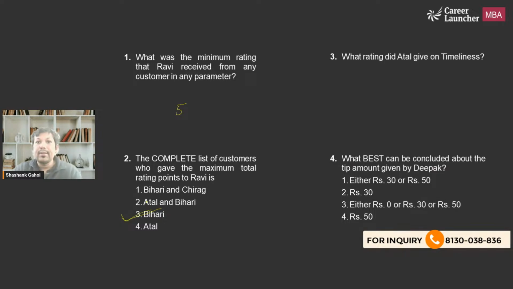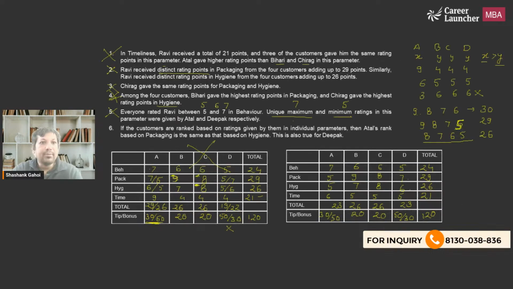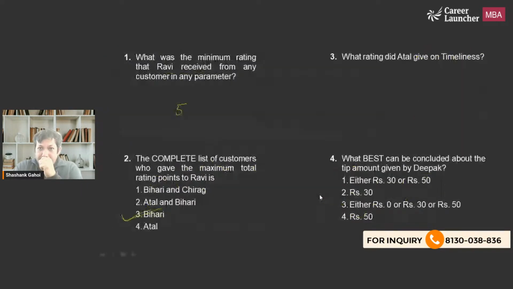Okay. What rating did Atal give on timeliness? So Atal gave a rating of 6 on timeliness. So the answer of this question is going to be 6. It is a TITA question.